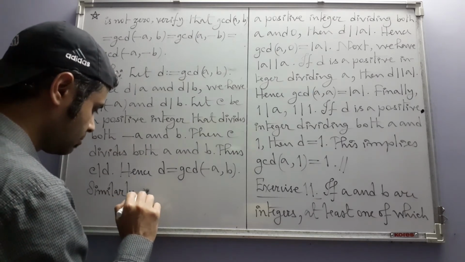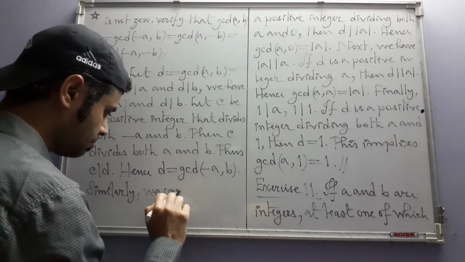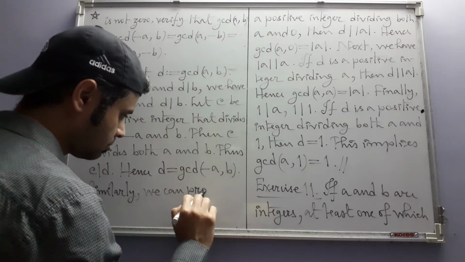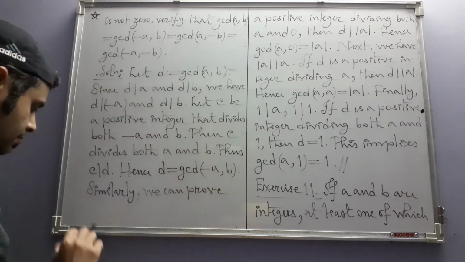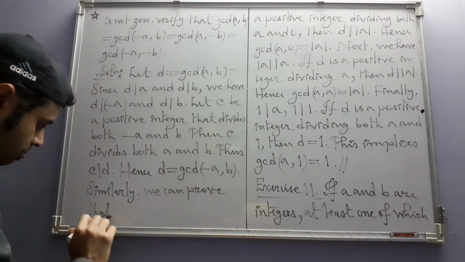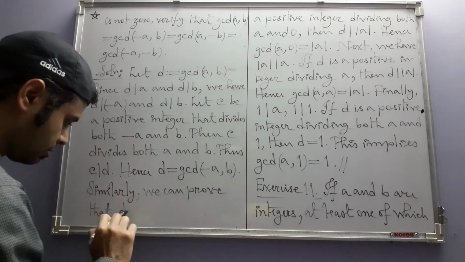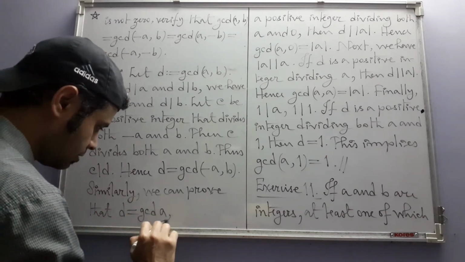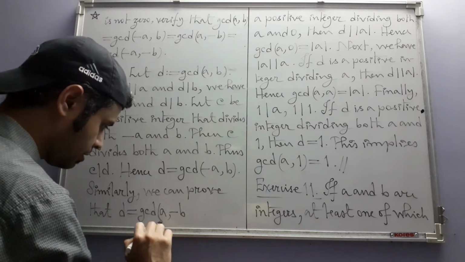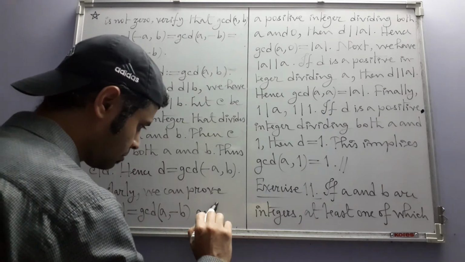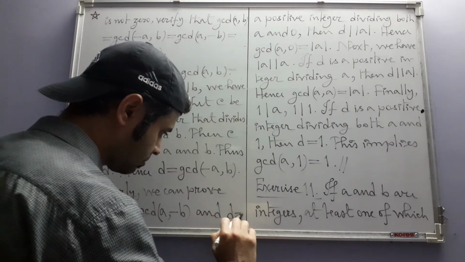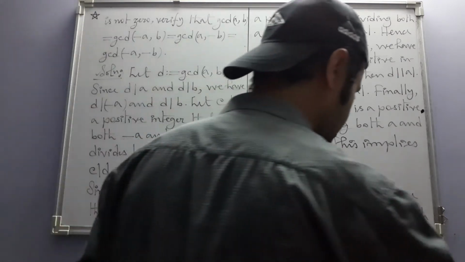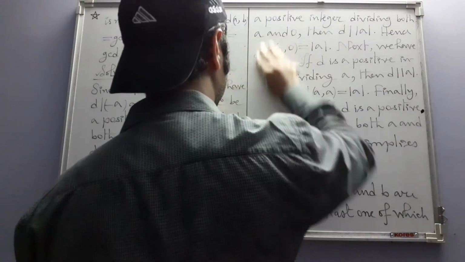Similarly, we can prove that D is equal to the GCD of A and minus B, and D is the GCD of minus A and minus B.